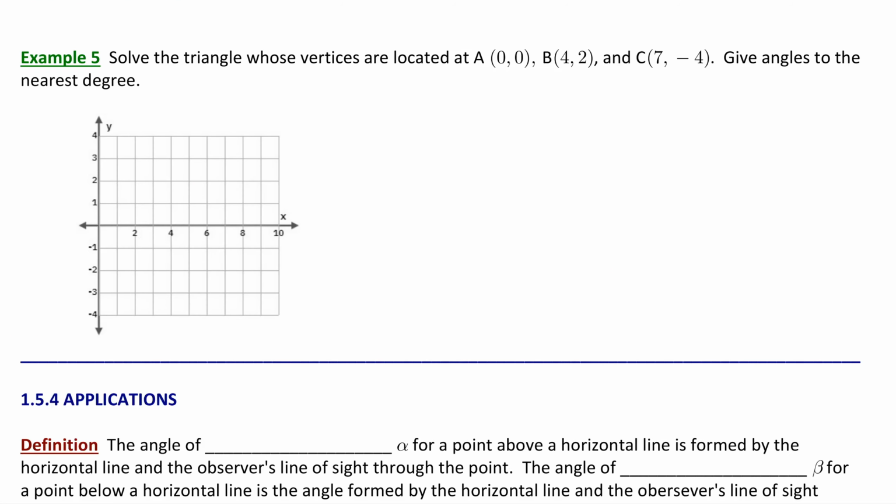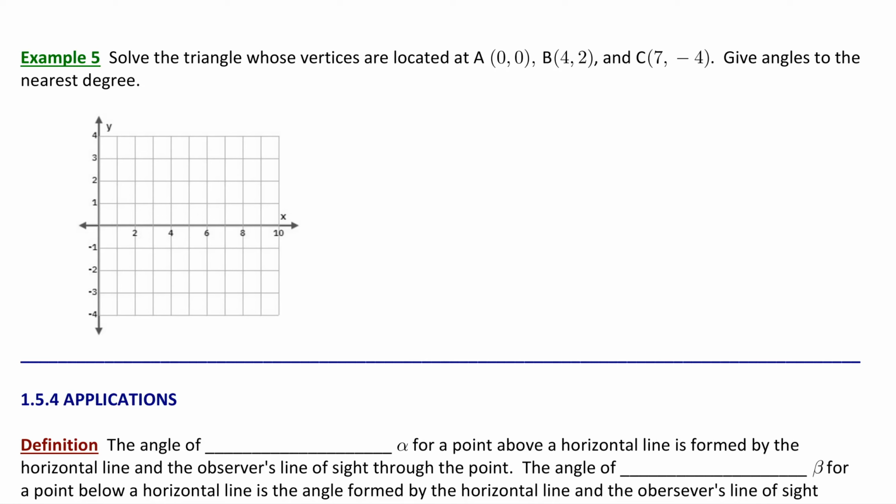Let's try example 5. This is going to be reminiscent of some analytic geometry that you learned in college algebra with the new principles of SOHCAHTOA that we've just learned. Example 5 says, solve the triangle whose vertices are located at A, 0, 0, B, 4, 2, and C, 7, negative 4. Give angles to the nearest degree.